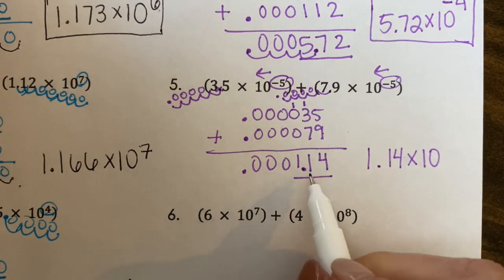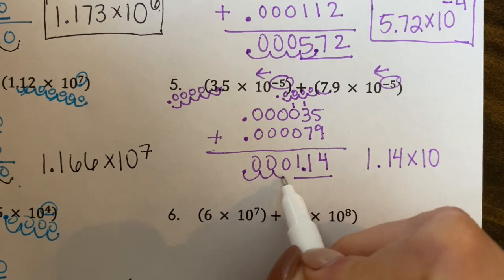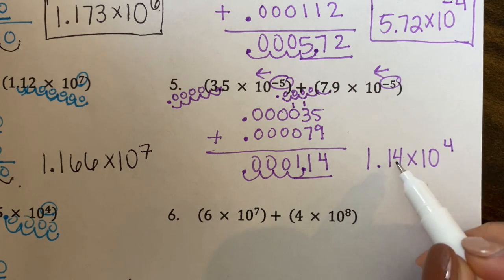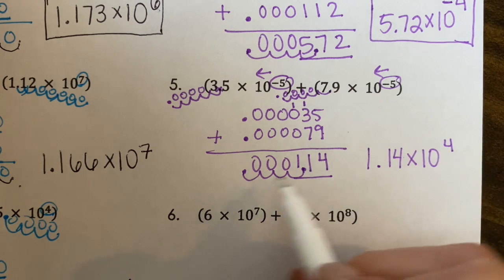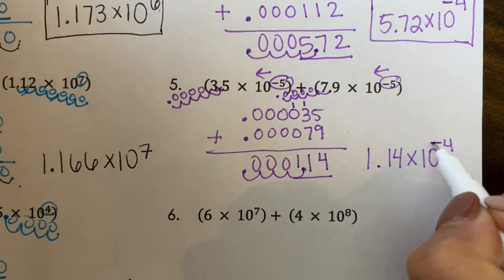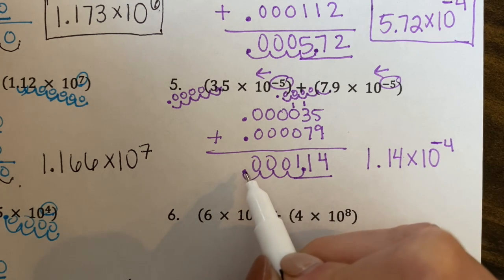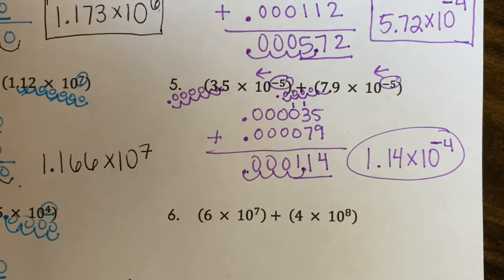And then you're gonna count from decimal to decimal. This is where it was, this is where you moved it to. 1, 2, 3, 4. If I keep it positive, then we would move this decimal 4 to the right, which is going to create a very large number. We have a very small number, so you have to make sure your exponent's negative because we need to move that decimal 4 left to get this answer. So this is your final answer.